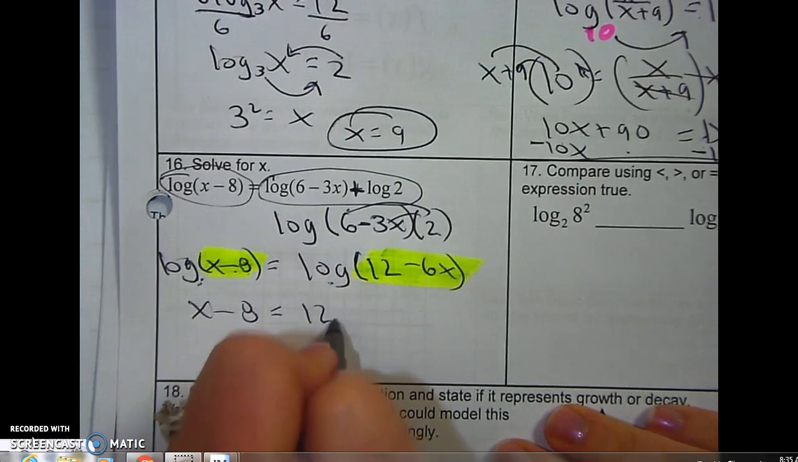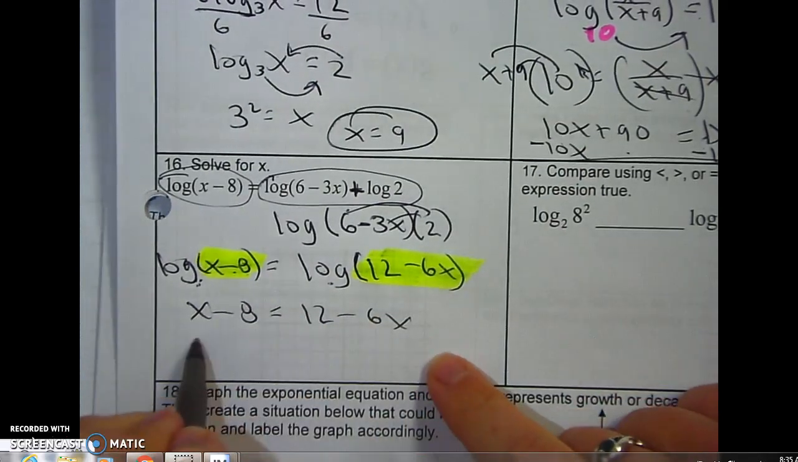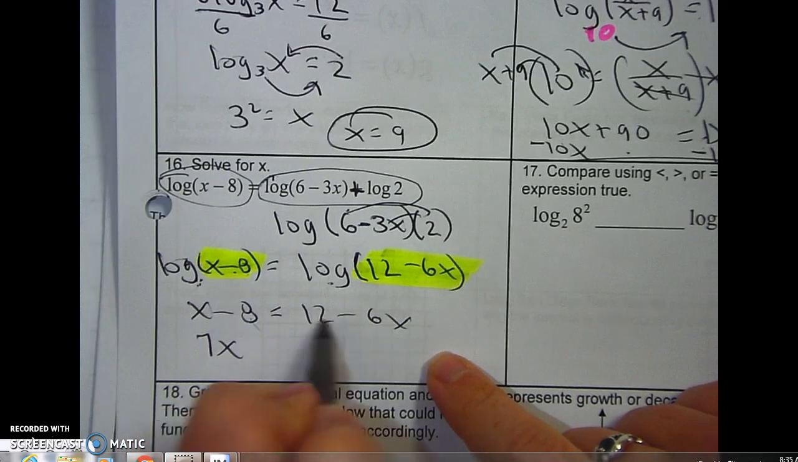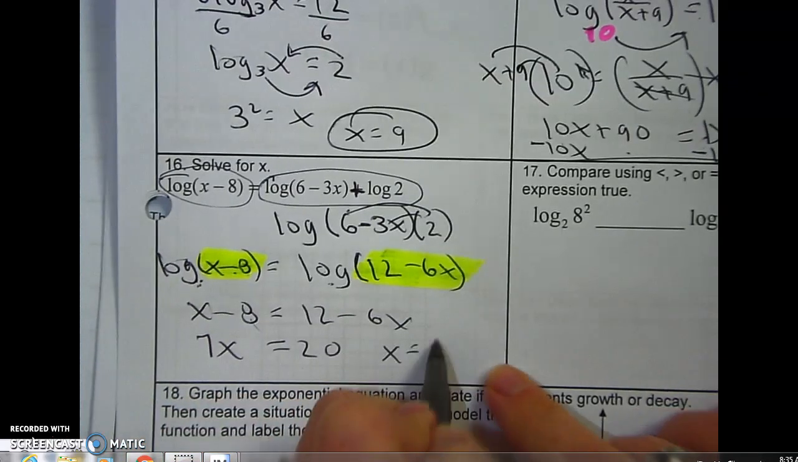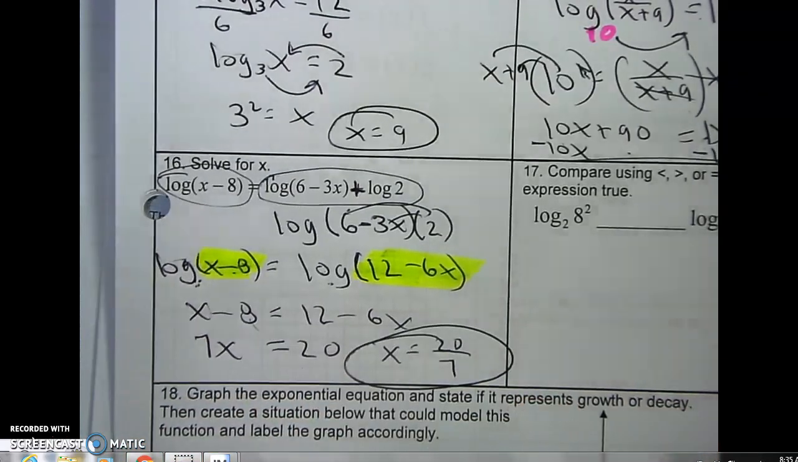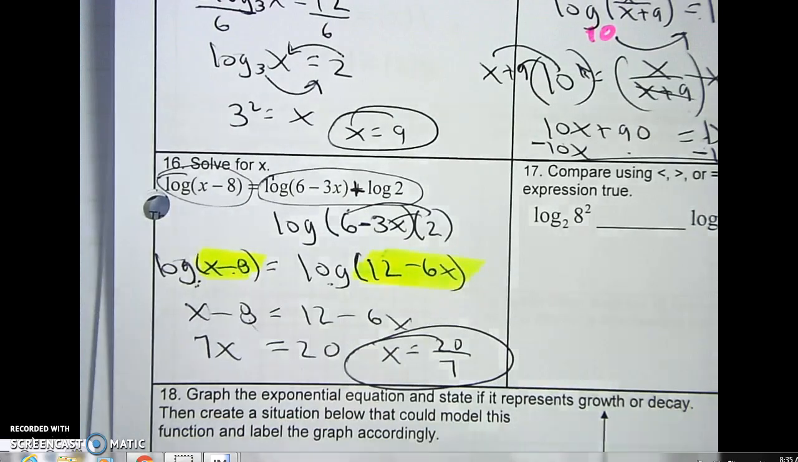X minus 8 equals 12 minus 6x. Add 6x. Add 8. X equals 20 over 7. And we gosh darn hope it works because that seems like an annoying one to check.